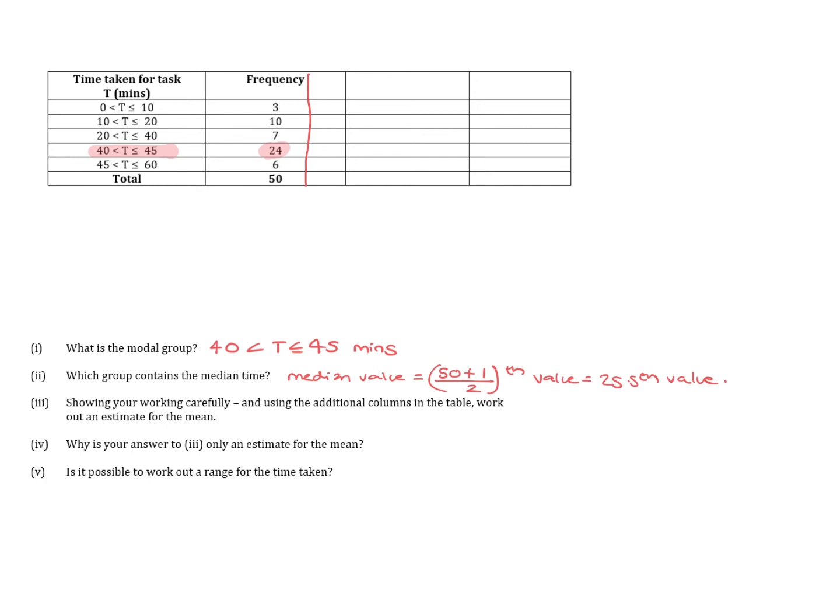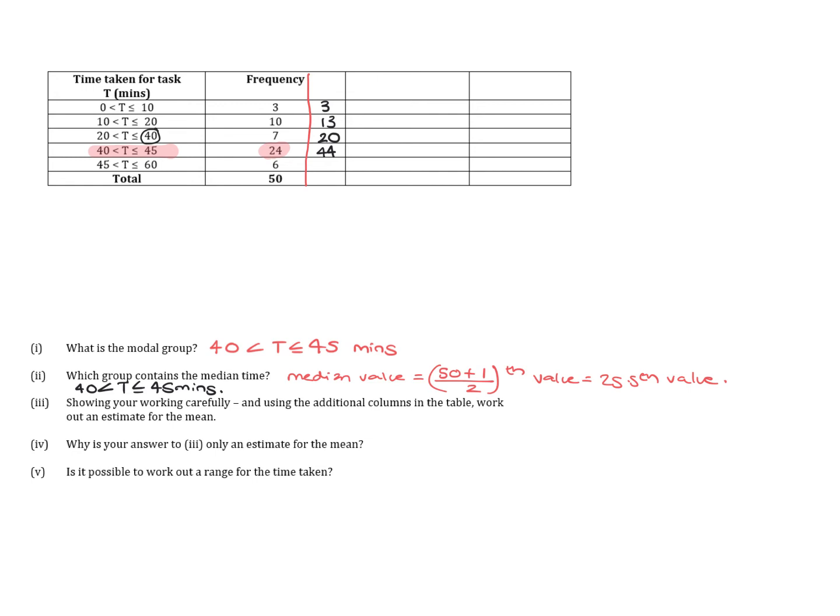So if we do this, we've got 3 here, 3 plus 10, 13, 13 plus 7, 20, and then immediately when we add the next frequency, that takes us up to 44. So that tells us that the 20th value can only go as high as 40. Which means that the 21st, 22nd, 23rd, 24th, 25th, 26th value are all in the next group. So we have a median group, which is again the group that's 40 to 45 minutes. So again, we don't specify an individual median, we just find a median group.